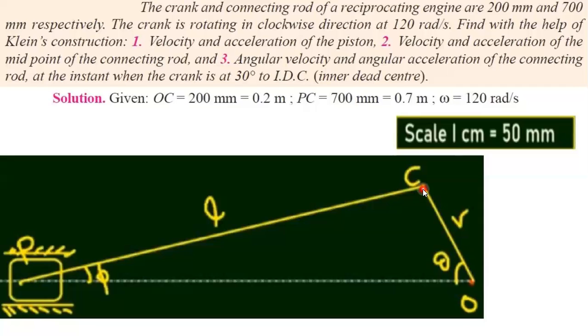Fix it there. Next is connecting rod length. 700 mm divided by 50, you will have 14 centimeter. So place the compass at point C and cut an arc on this straight line for 14 centimeter. You will get the point P. So you have got P, C, and O. This is the configuration diagram. I hope it's very clear. Now we will go for the second step.